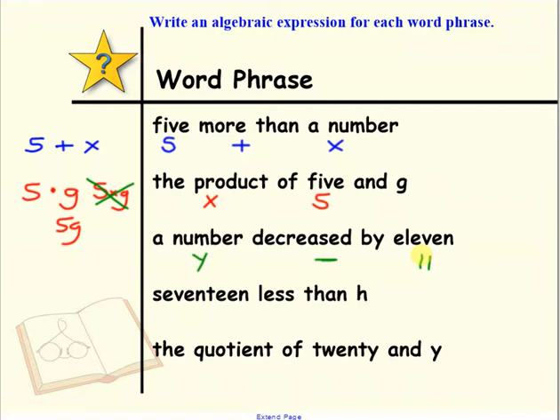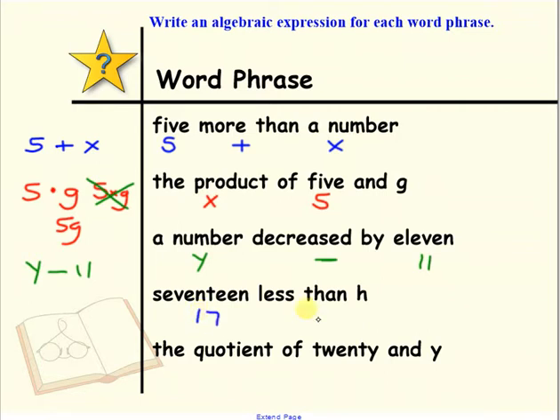Now, when you're dealing with subtraction, you have to be very, very careful, because if we read this just like we read the first one, we would just say, okay, the answer is y minus 11. And it could be, but it could also be the other way around, okay? In this case, it is y minus 11. But in a little while, I'm going to show you a sentence that explains why you have to be careful with subtraction. Okay, so let's try another one.